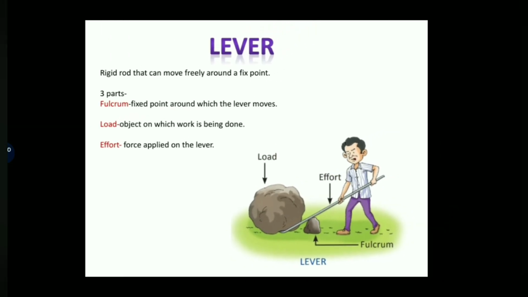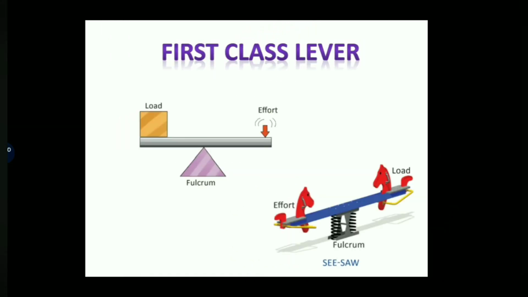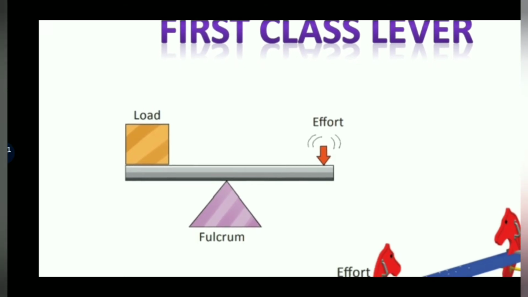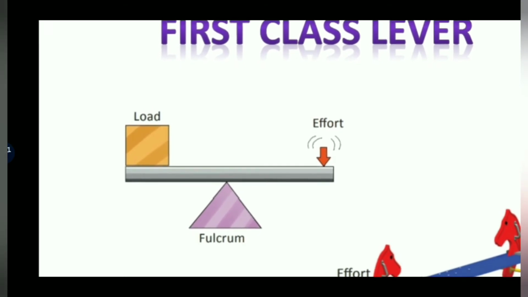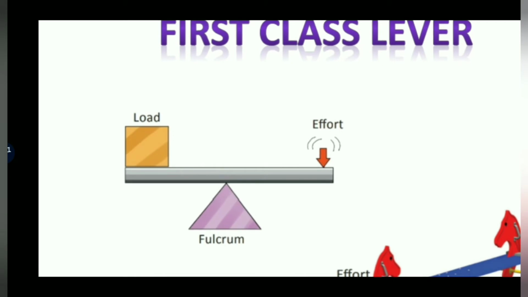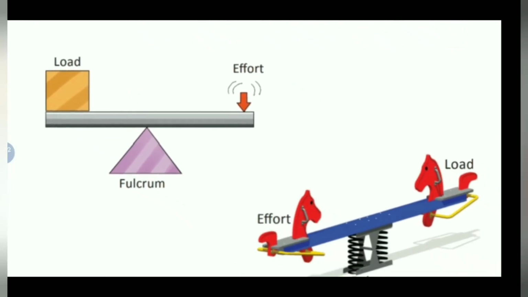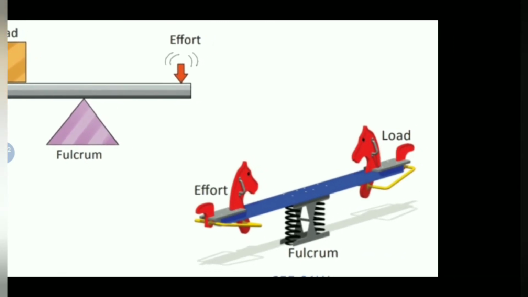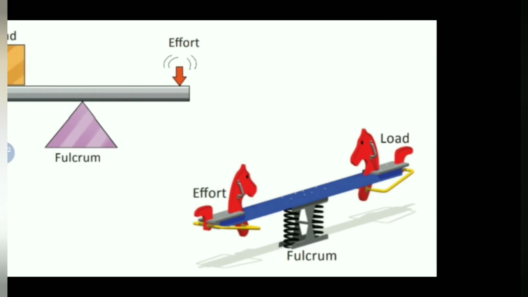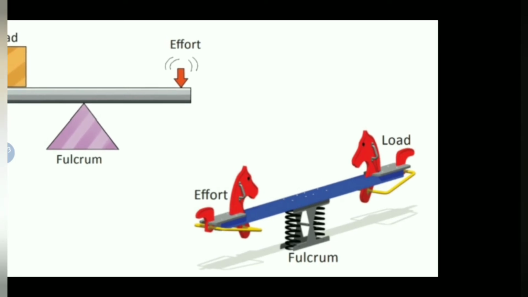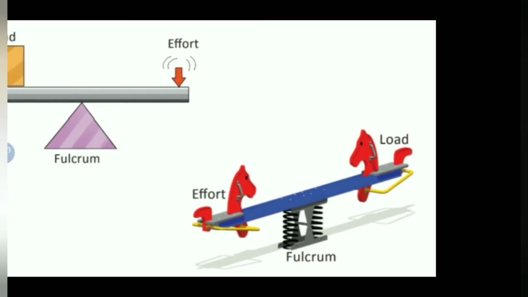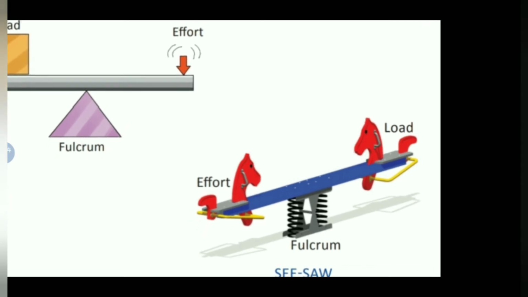Let's start with the first class of lever. Here you can see in this picture, in a first class lever, the fulcrum is located between load and effort. Some examples are there, like a pair of scissors, seesaw, crowbar, plier. All these are examples of first class lever. Here you can see the fulcrum is located between load and effort.